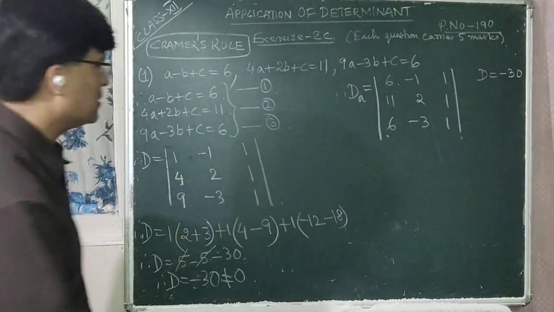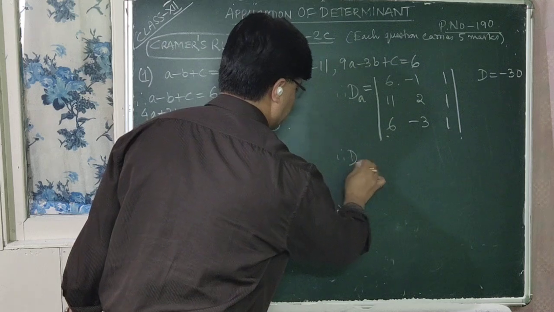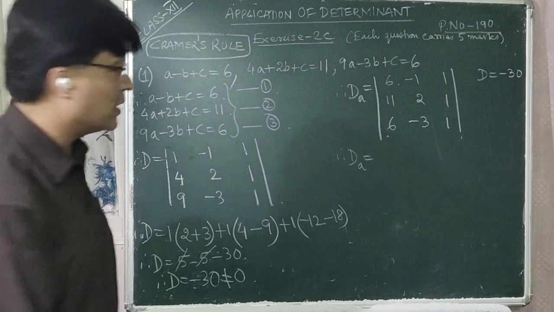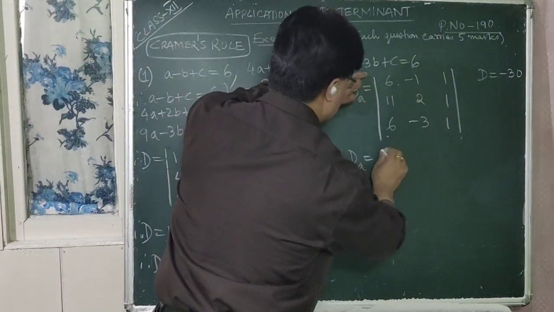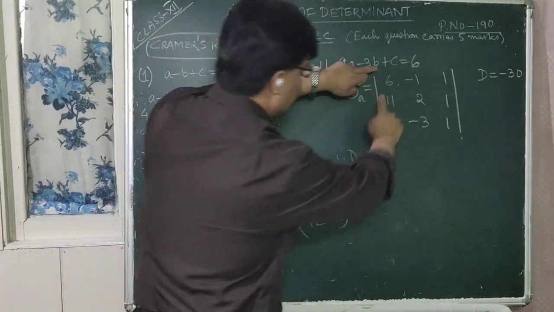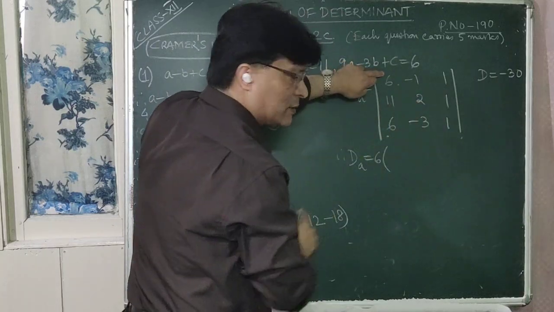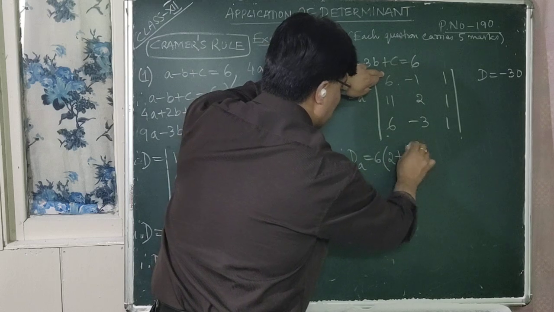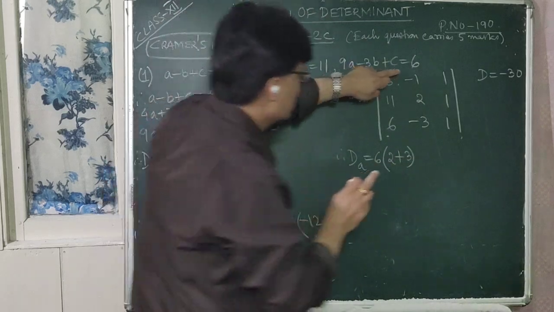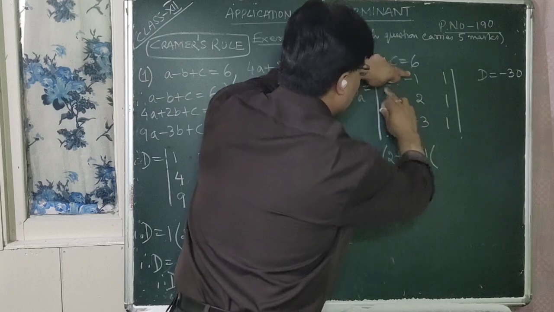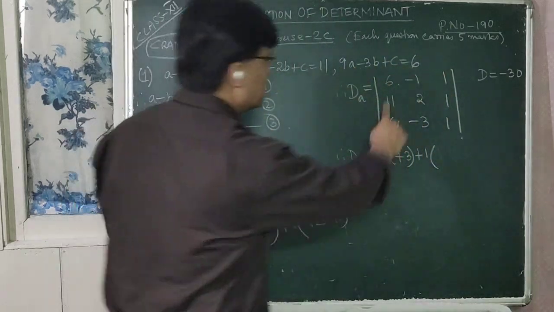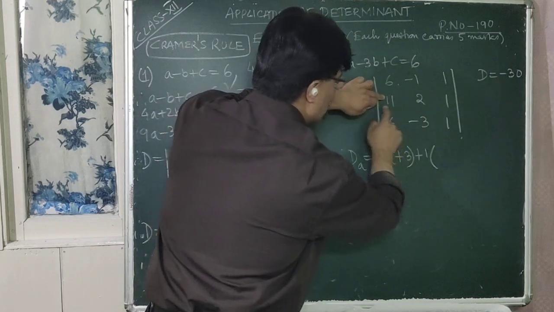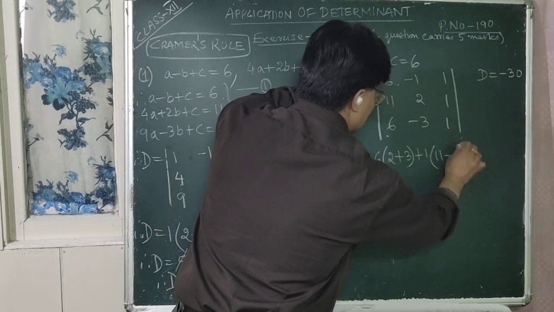Now let us expand it. So what is DA equal to? Let us expand it with respect to the first row again. Plus, minus, plus. 6 within bracket: delete the row and the column through that element. So it remains 2, 1, minus 3, 1. 2 ones are 2, plus 3. Then minus into minus, plus 1. Again delete the row and the column through that element, that means first row and second column are deleted. So it remains 11, 1, 6, 1. So 11 ones are 11, minus 6.